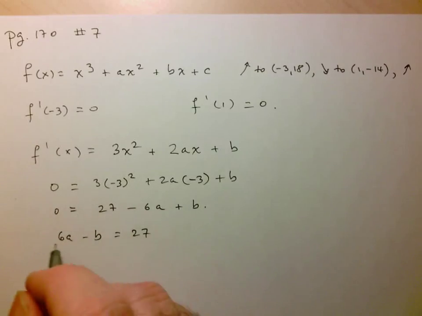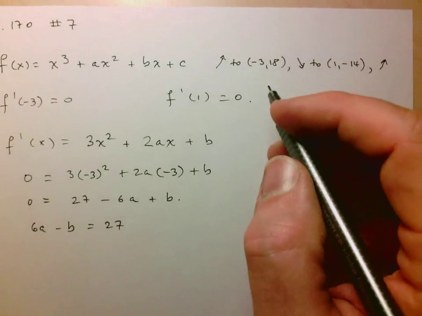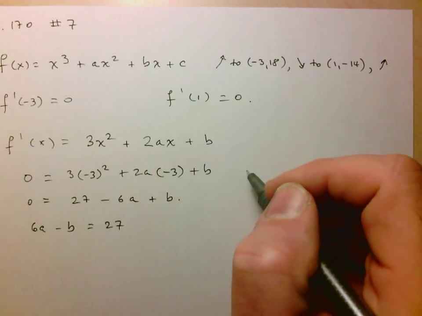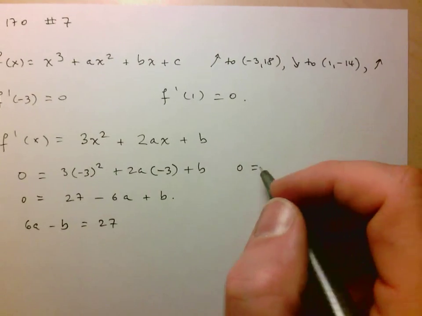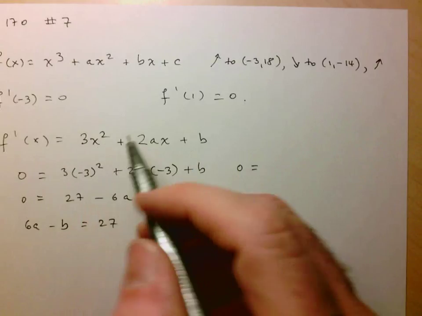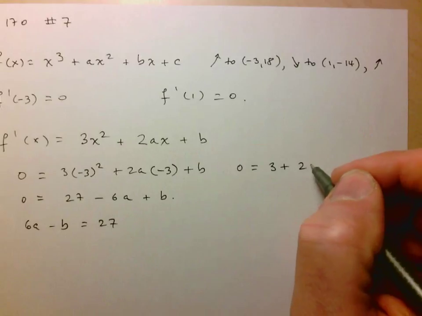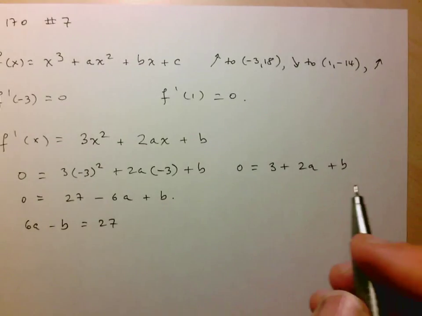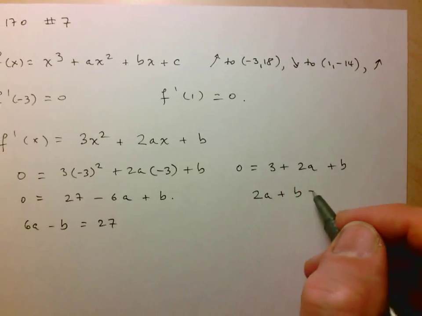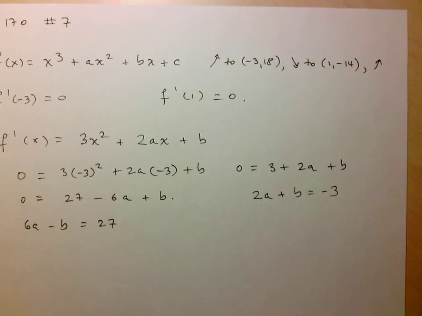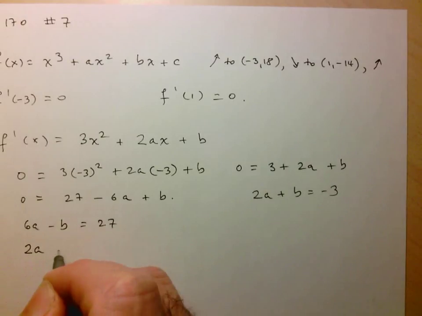Okay, so there's one equation with my 2 remaining unknowns, so let me now create a second equation with those unknowns. Now I also know that the derivative is going to be equal to 0 when x is equal to 1. So here we've got 3 times 1 squared is 3, plus 2 times a times 1 is just 2a, then plus b. So here we can write 2a plus b, and we'll bring the 3 to the other side, so -3.